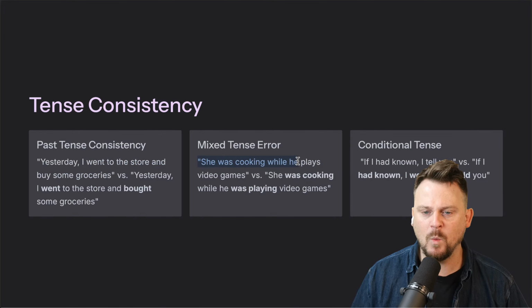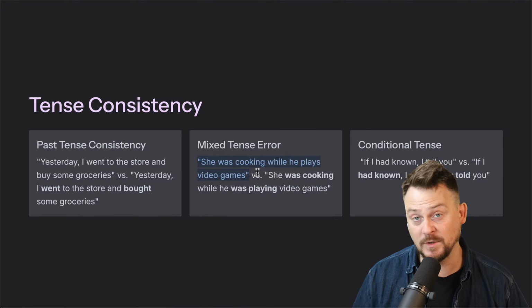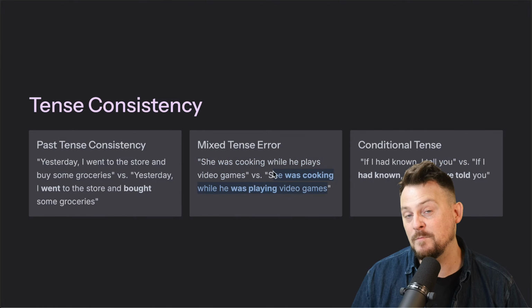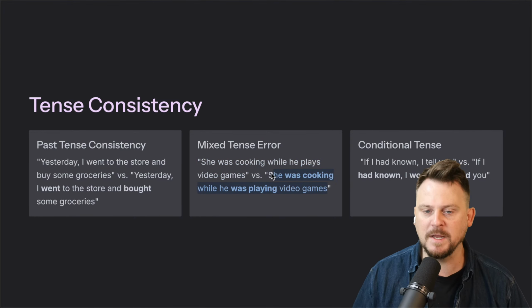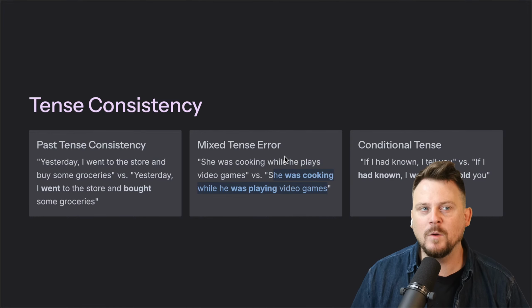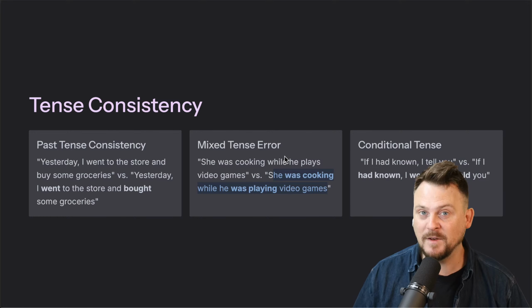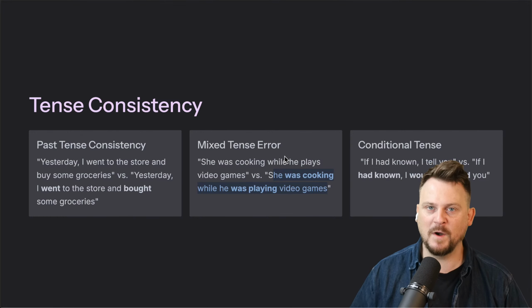How about mixing up tenses? She was cooking while he plays video games. This is a really common one. She was cooking while he was playing video games. And we could also say while he played video games. So, she was cooking while he plays. He plays would typically be something that he usually does. He plays video games every week with his friends, right?